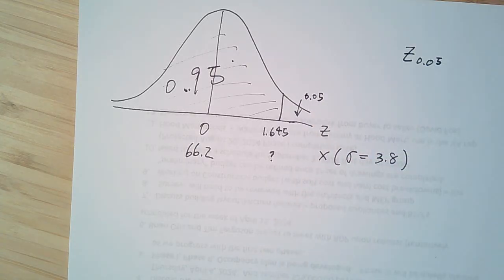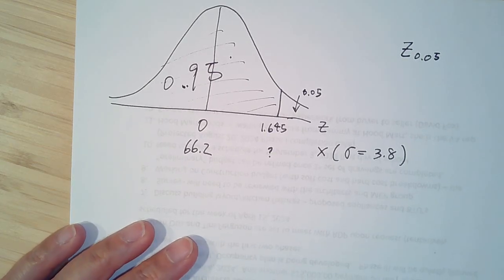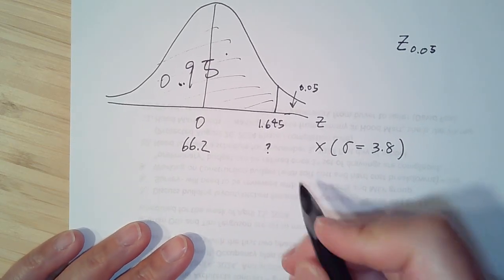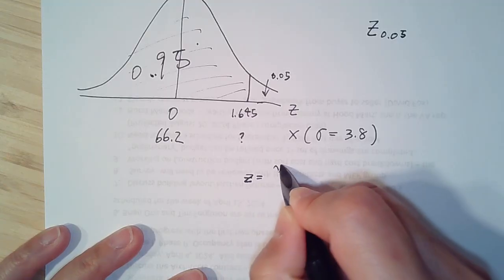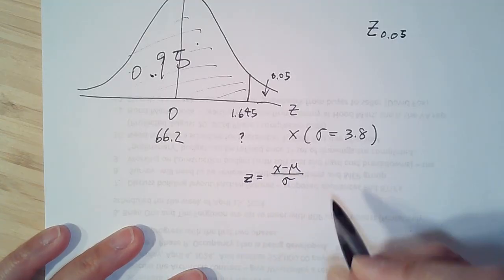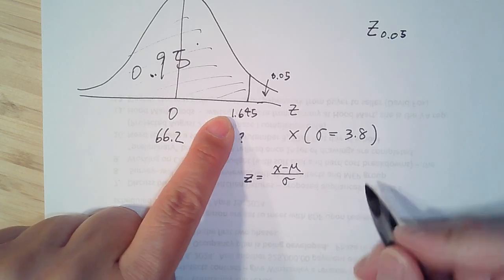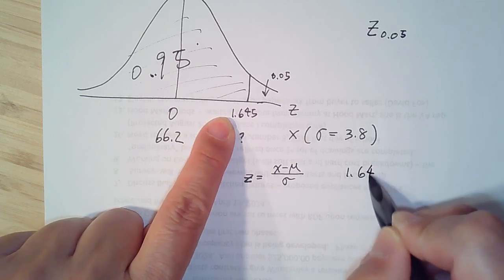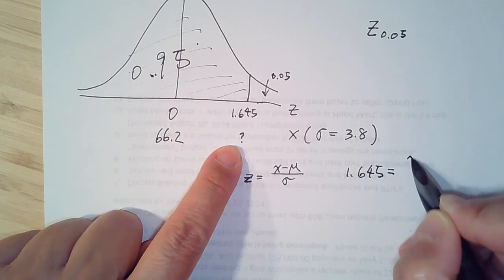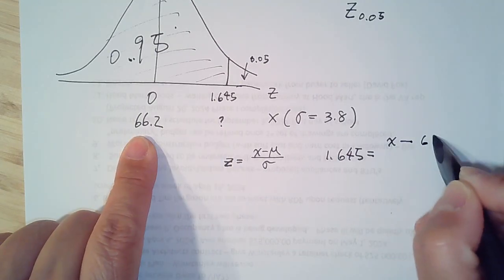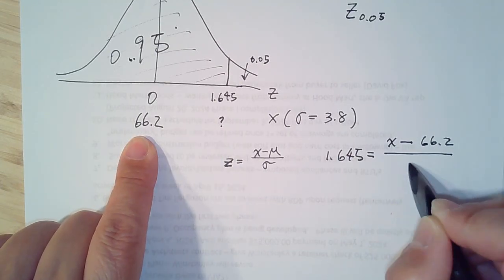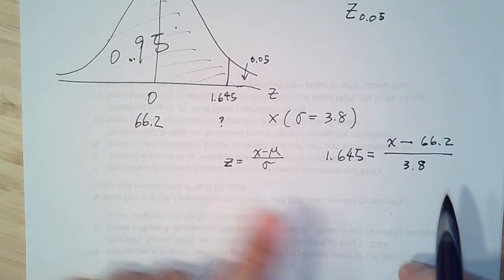If you forget about this, go to my previous video. All right, now what would this be? Do you remember the formula that z equals x minus mu over sigma? Do we know z? We do, 1.645. We're looking for x. We just put that as x, minus mean 66.2, divided by standard deviation. Can you solve this for x?